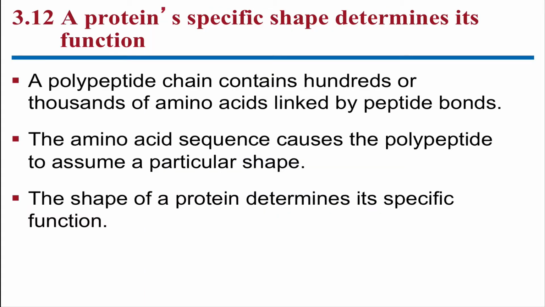A protein's specific shape determines its function. A polypeptide chain contains hundreds or thousands of amino acids that are linked together by peptide bonds. The amino acid sequence causes the polypeptide to assume a particular shape. So depending on which amino acids are in which place, it's going to give that polypeptide chain a specific shape. If you look at a protein figure, which you're going to be seeing next, it might just look like a random ribbon, but it's not. It's there for a reason. It's very specific in terms of the amino acids that are present, one after the other. So the shape of the protein determines its specific function.